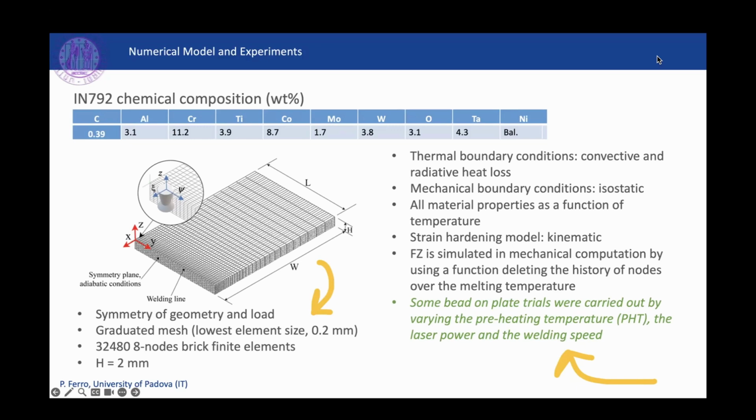Finally, the goal of this first part of the project. We try to investigate, using this model, the influence of some parameters on the residual stresses and thermal stresses. In particular, we try to investigate the influence of the preheating temperature. It is a very important parameter, but also the influence of laser power and the welding speed.